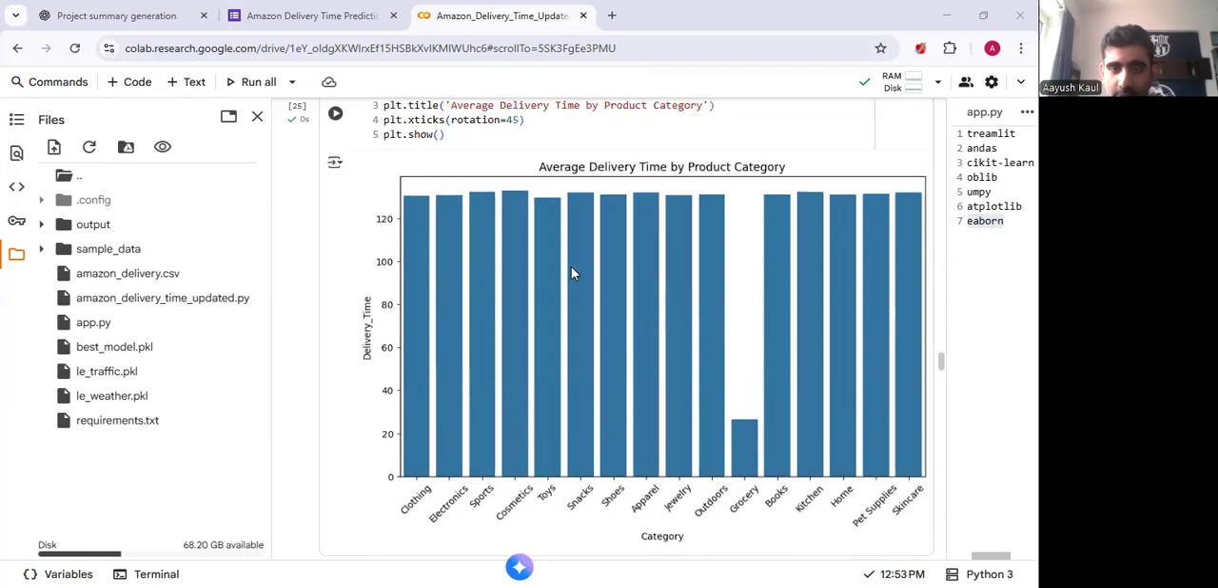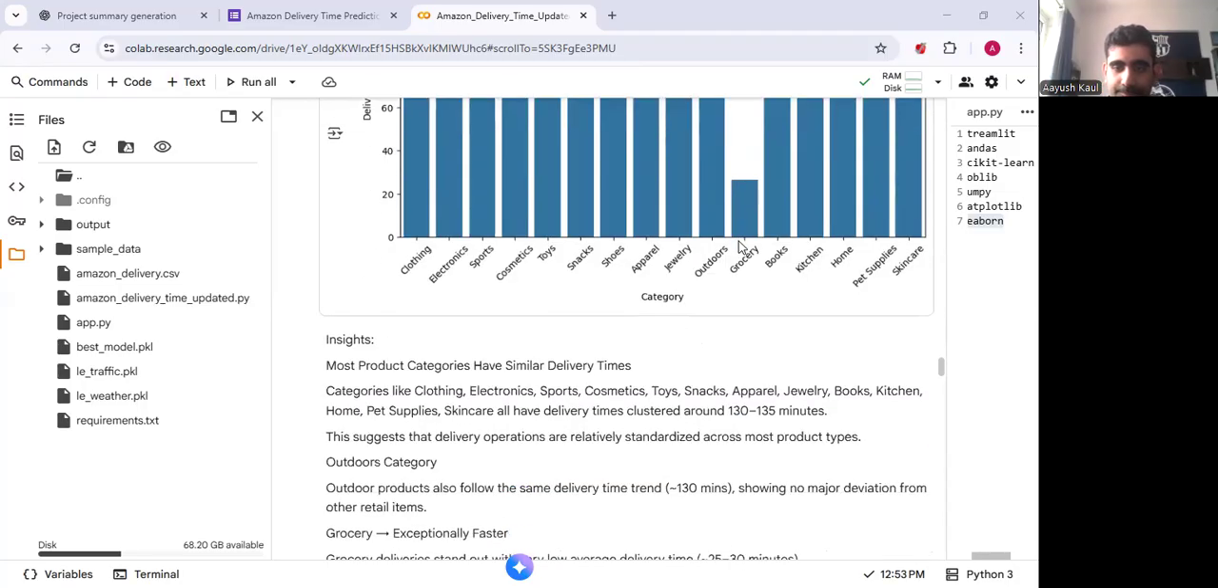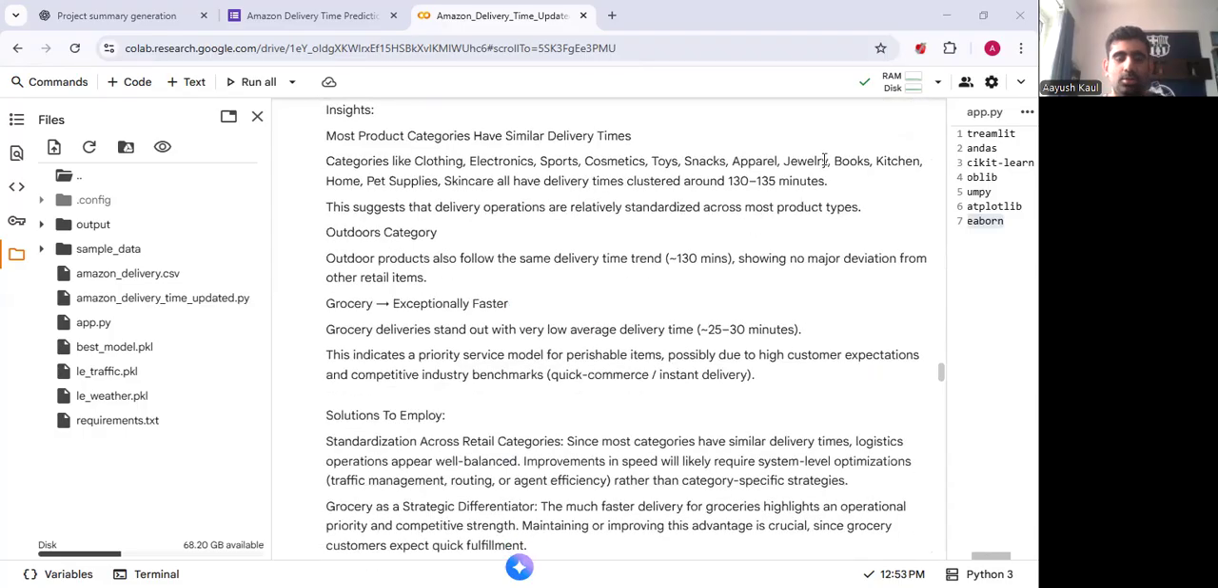All other categories have similar delivery times, but grocery we can see is very less as compared to other categories. Grocery deliveries stand out with very low average delivery time of around 25 to 30 minutes. This indicates a priority service model for perishable items, possibly due to high customer expectations and competitive industry benchmarks.